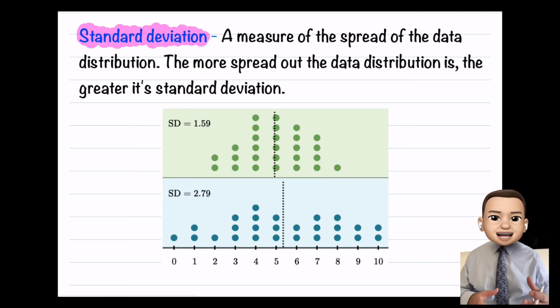And the best way to use that is to compare two different sets of data. Maybe I can use the test scores in section 1, compare that to test scores in section 3, and knowing the standard deviation is going to help me determine whether it's more spread out or not.